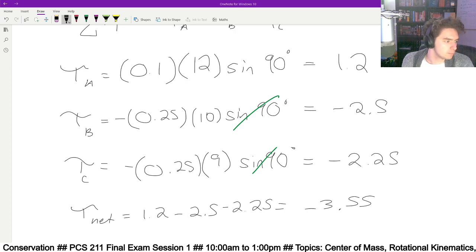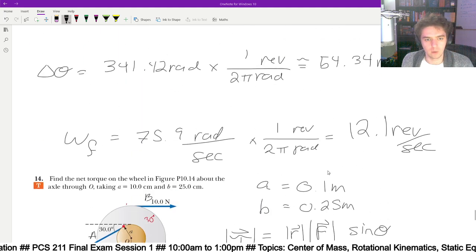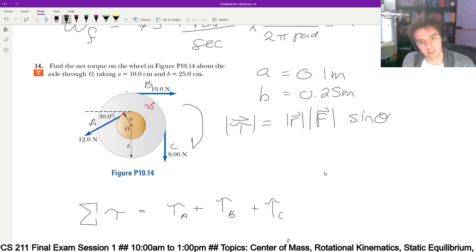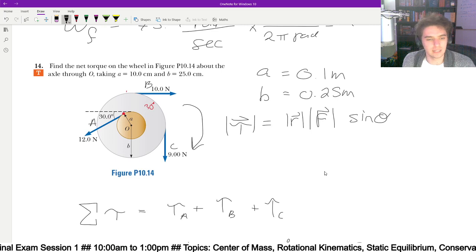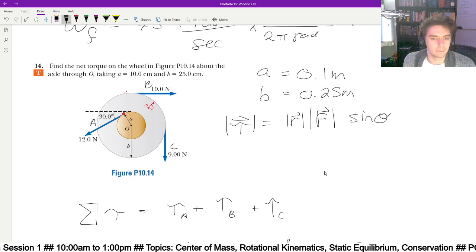How's a net torque negative? Can it be negative? It's in the negative direction. Oh yeah, okay, right, never mind. It's going clockwise, so it's okay.